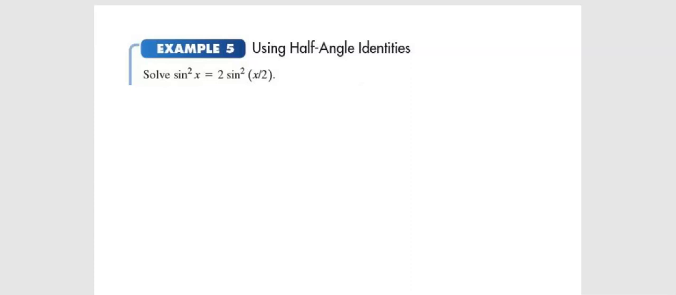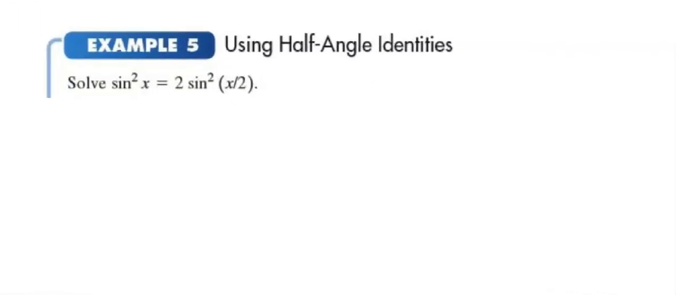Well, this is a weird one. Actually, I think it's better than I thought. Darn it. Cracking me up. Okay, we got a sine squared x. Now, I'm going to rewrite this side a little bit here.